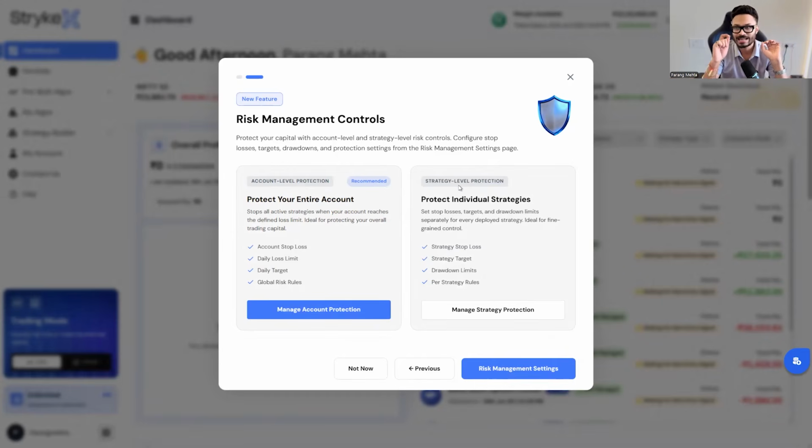If you want to be granular in your approach, you can go with strategy level protection as well. If you want a certain strategy to behave a certain way, to trail a certain way, to have risk preferences in a certain way, you can do that also. So now what I'm going to do is go to risk management settings.